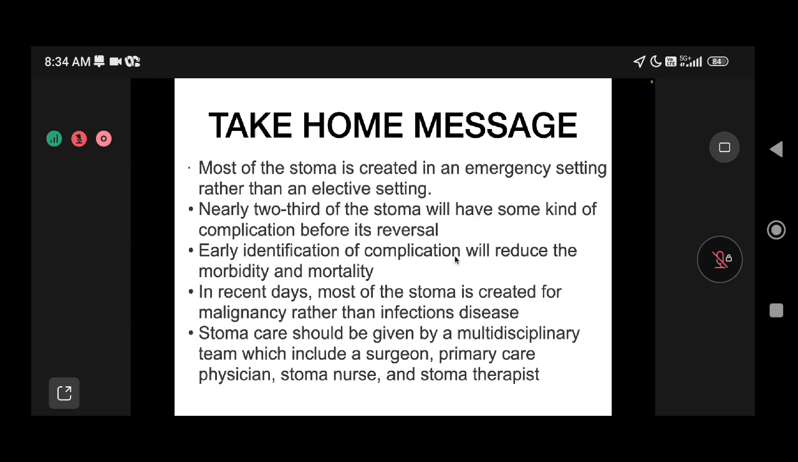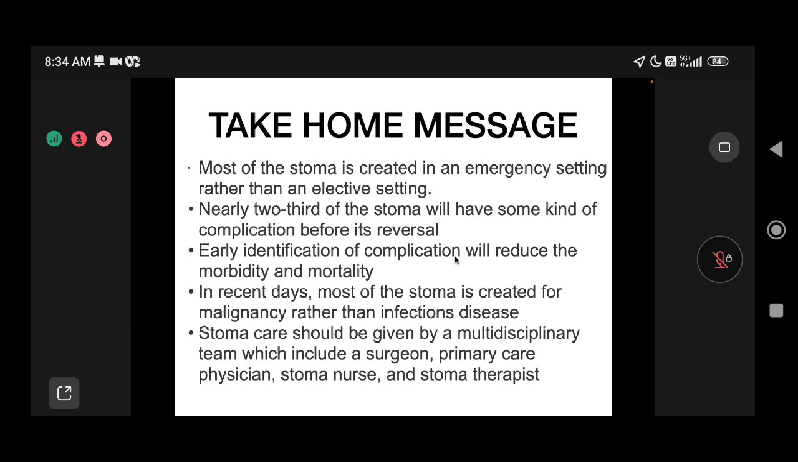So in all these emergency conditions where junior doctors are involved, they have to be educated and trained properly, number one. Number two, nearly two-thirds of stomas will have some kind of complication. Now you have seen the different varieties, A to Z, different sides of complications, different types of problems they face, that you need to understand.